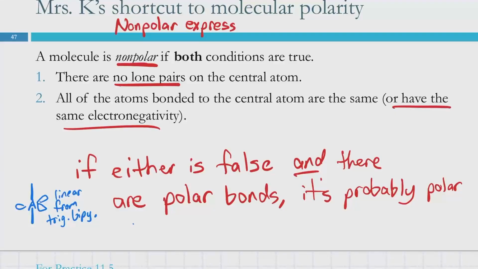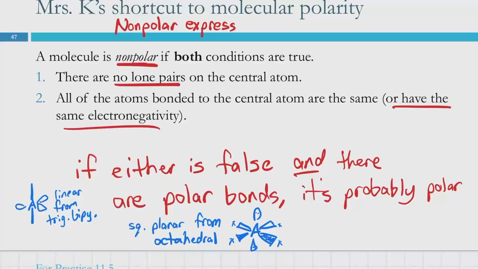If it's square planar from octahedral, the same idea. Those could also cancel each other out. So that's where we've got lone pairs in the up and down positions. And we would have, that's a terrible wedge. We'd have groups around the perimeter. We'll just make those all X's. These would also both be nonpolar.